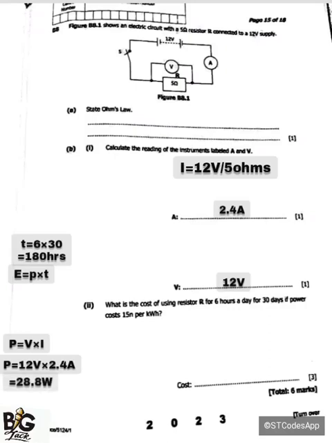Now remember, I was saying power should be measured in kilowatts when you are calculating the cost of electricity. So what you need to understand here is that 1 kilowatt is equal to 1000 watts. So if I want to convert 28.80 watts into kilowatts, I'm going to divide 28.80 watts by 1000. Then the answer is going to be 0.0288 kilowatts.